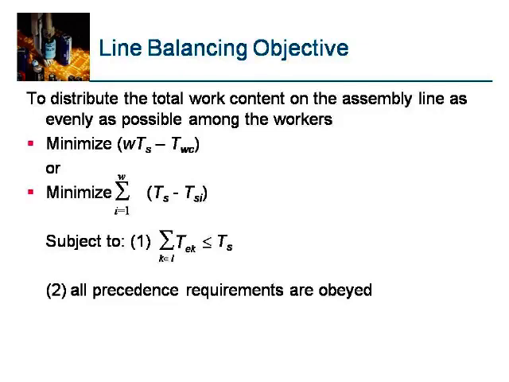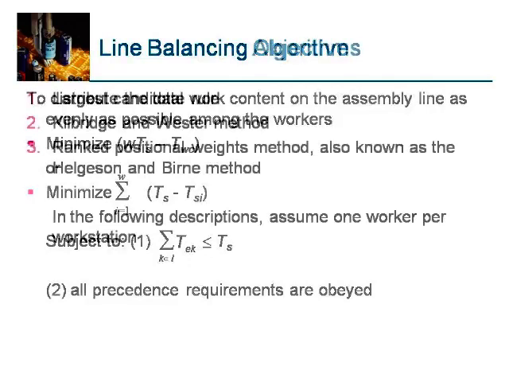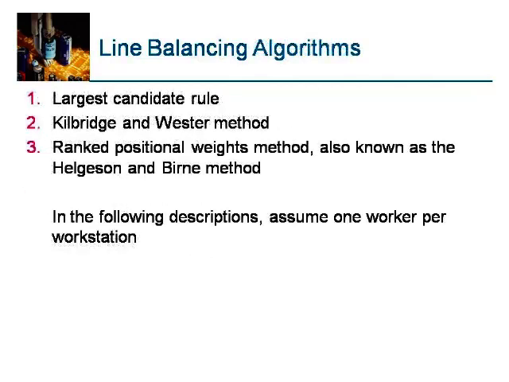To do this, several methods, algorithms and tricks have been developed in the literature for the line balancing problem. The first one is the largest candidate rule. The second method is called Kilbridge and Webster's method. The third one is the ranked positional weights method, or RPW method, also known as the Helgeson-Birnie method.